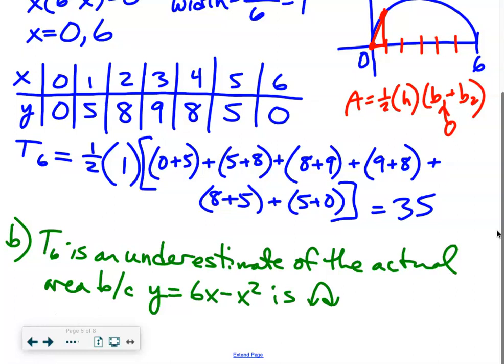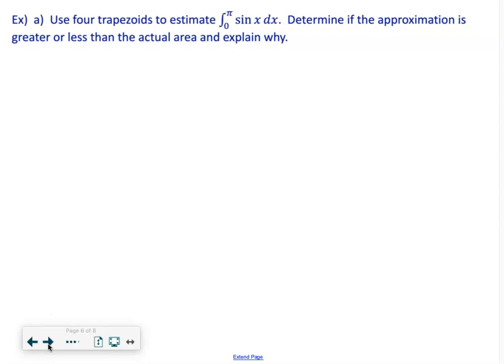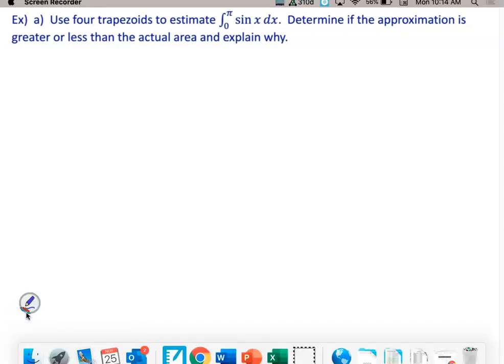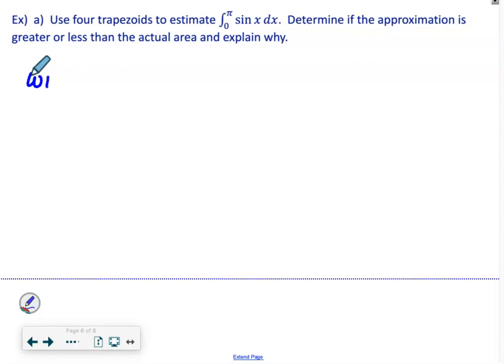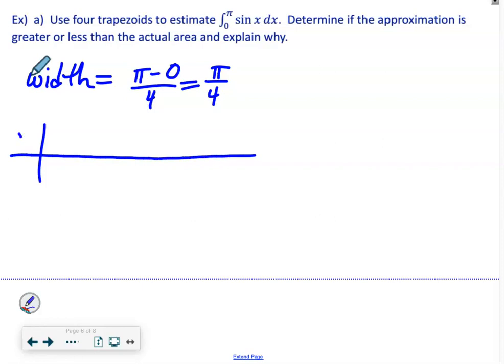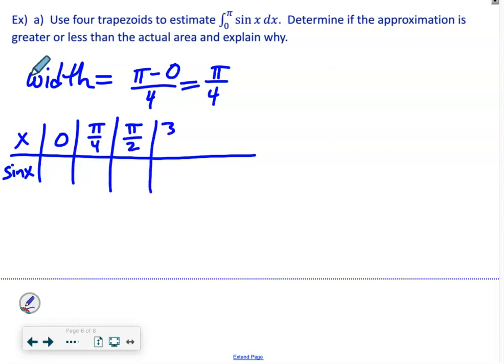One more on paper before we move to whiteboards. All right, no calculators. Fun with trig. Okay, so 4 trapezoids. So our width is pi minus 0 over 4, or pi fourths. If we make a table, we have x and we have sine x. We start at 0 and we walk by pi fourths: pi fourths, pi halves, 3 pi fourths, and pi.